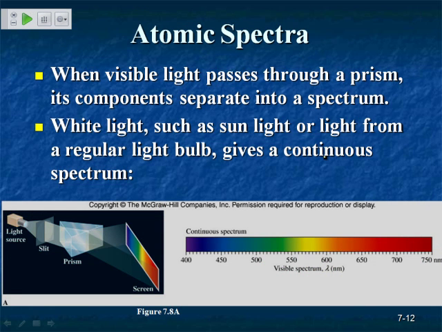Okay. Now we are going to look at atomic spectra. So again, when visible light or white light passes through a prism, its components separate into colors. Visible light is composed of 7 colors, so we would see it separated into colors. And the spectrum we get is called a continuous spectrum, because from one end to the other end, you don't see any gap in between. From one color to the other color, it's continuous. So sunlight, white light, they give us a continuous spectrum.